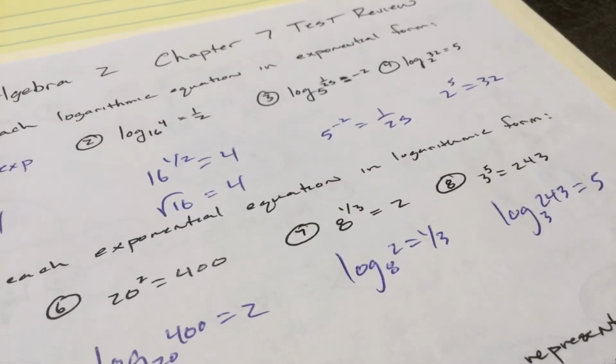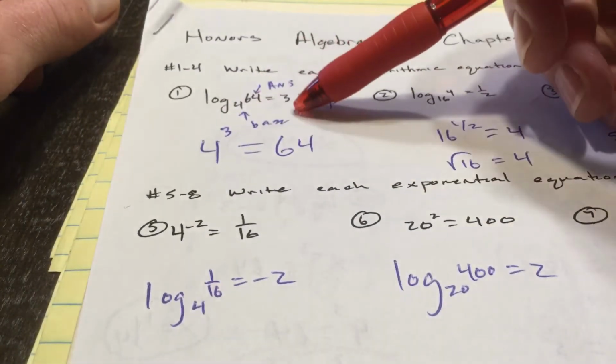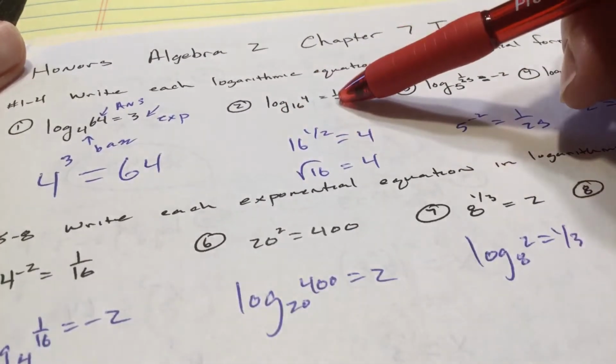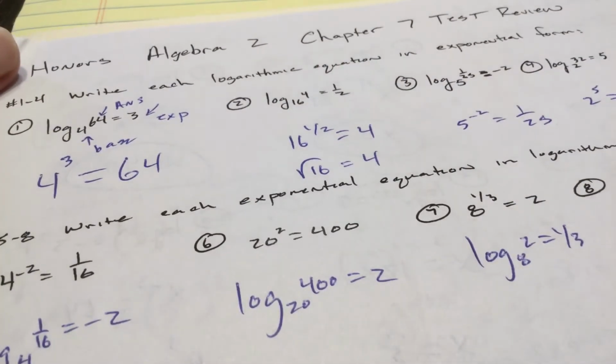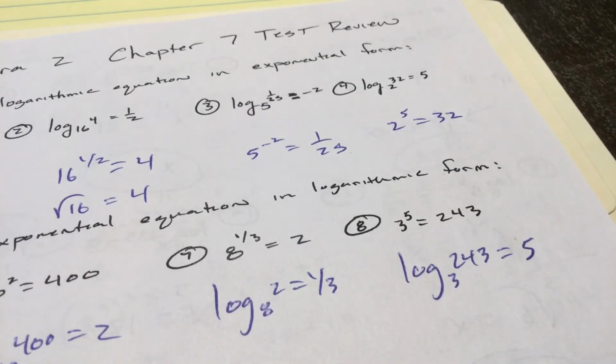Numbers 1 through 4, write each logarithmic equation in exponential form. 4 is the base, 3 is the exponent, 64 is the answer. 16 is the base, 1/2 is the exponent, and 4 is the answer, and so forth. 5 to the negative second is 1/25. 2 to the 5th is 32.